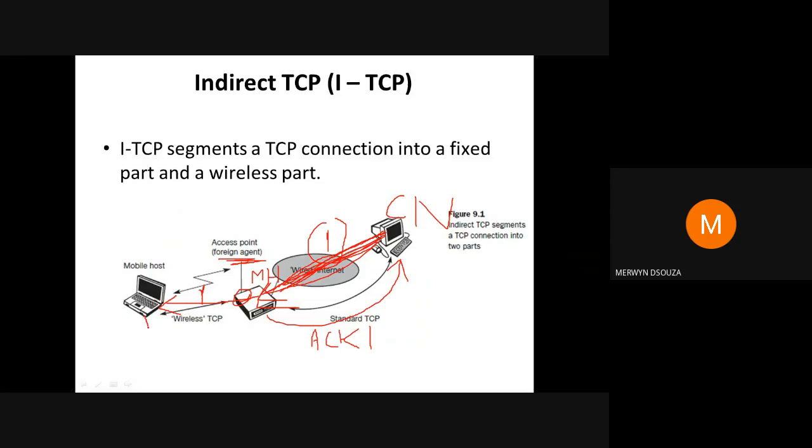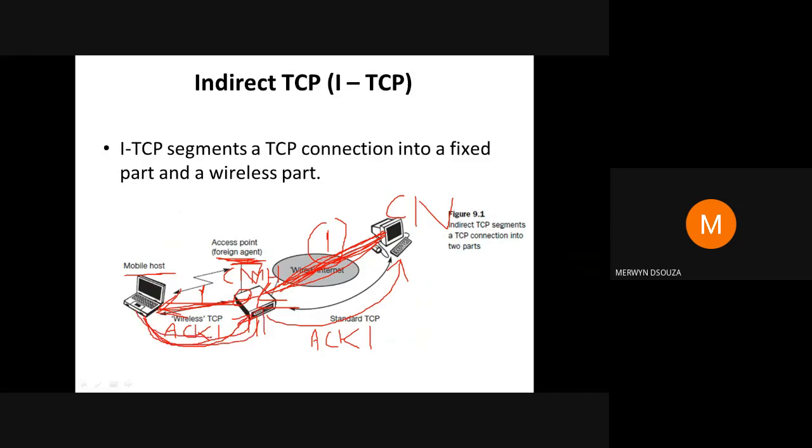The mobile host, as usual, since it is a TCP connection, will reply with the acknowledgement for the packet that it received. When this reaches the foreign agent, the mobile host feels that this packet has been sent by the correspondent node, because the foreign agent acts as the correspondent node for the wireless TCP. It does not know that this packet was buffered by the foreign agent, which is sending it across. So it sends the corresponding acknowledgement.